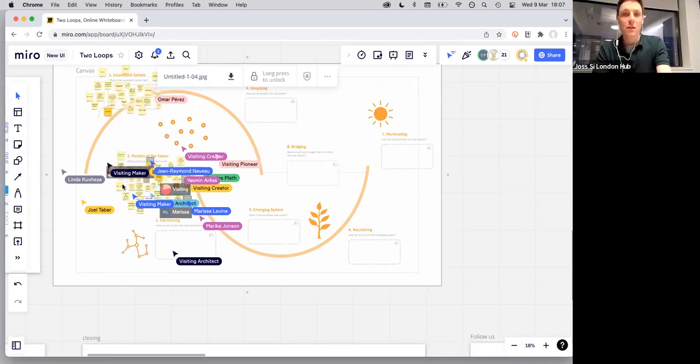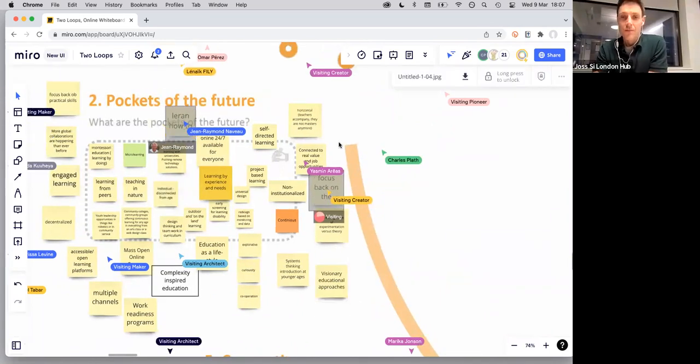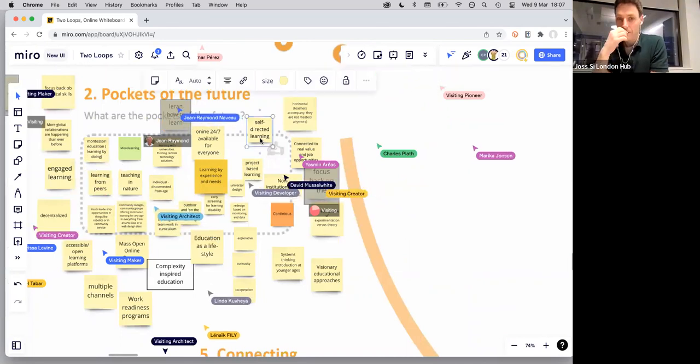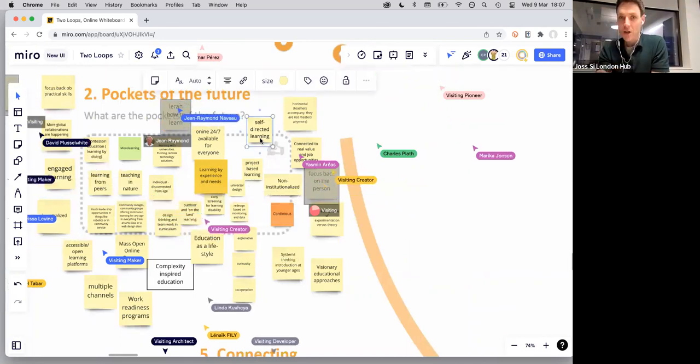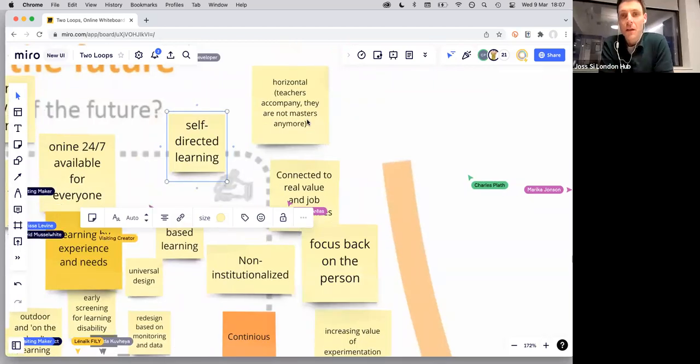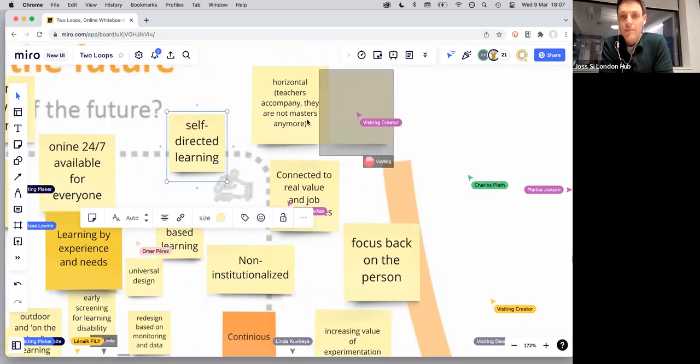Okay, so let's take a look at these. We're talking about the pockets of the future. These are the new innovations we'd like to see grow and develop. Horizontal teacher, a company, they are not masters anymore. Yeah.